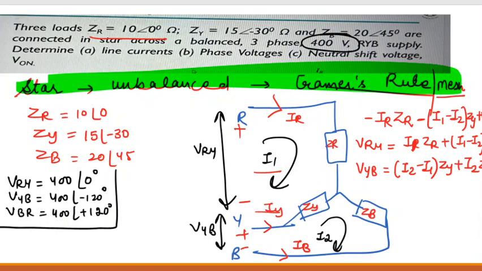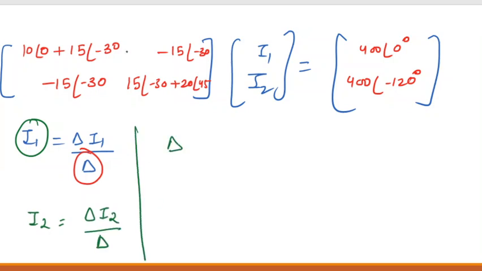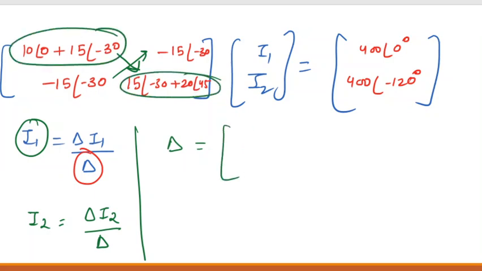Then apply the mesh on your own. After solving the equations, we'll get the matrix in this form. Now we need to calculate I1 and I2. I1 is delta I1 by delta and I2 is delta I2 by delta. First, we need to solve delta, right? So delta will be this into this minus this. You need to do all this. First, we'll solve this term, then solve this term, then multiply this one by this one, and then subtract it. Okay, I'm writing over here.